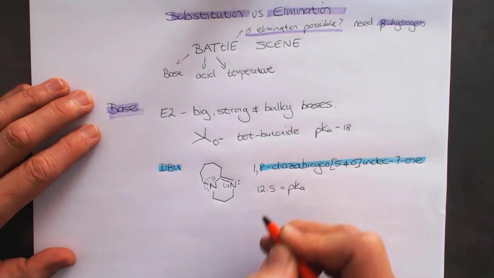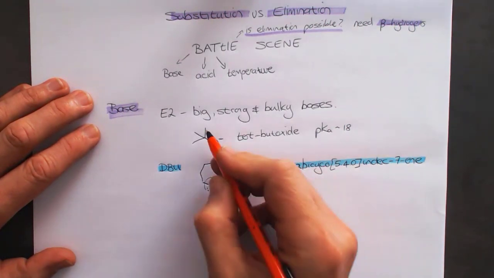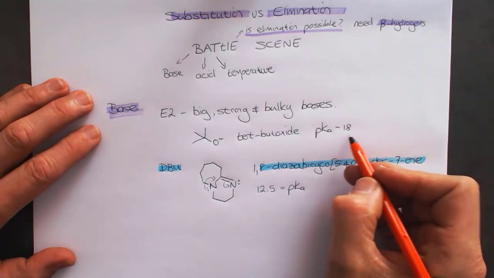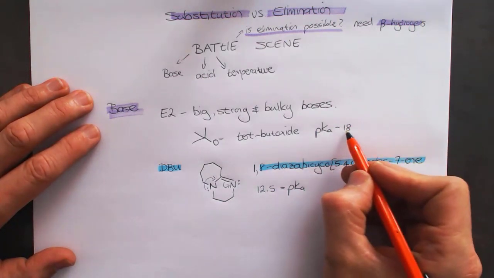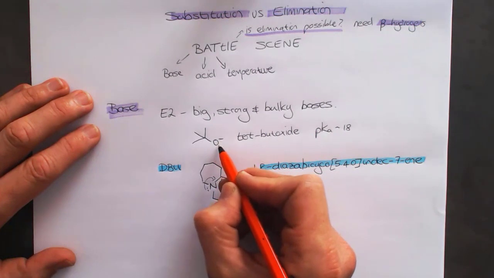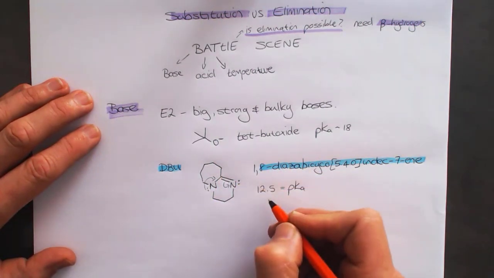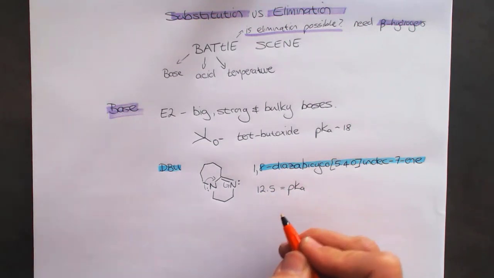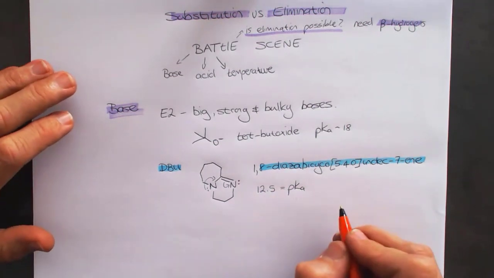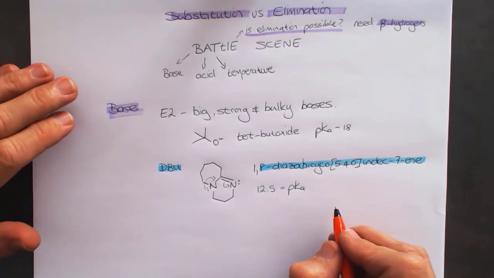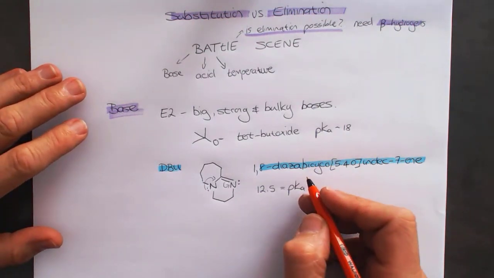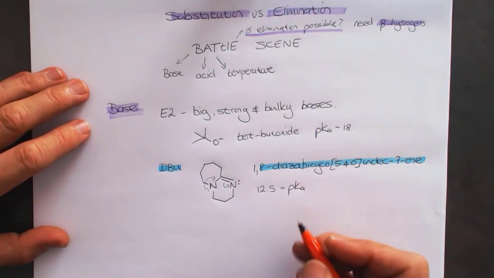And this is the protonated form of that. So in both cases over here, I've made this assumption that you understand that when I say 18, we're talking about the protonated form. When this picks up a proton, it has a pKa of 12.5. And so now DBU is very often used in elimination reactions. So let's just look at a quick example over here, how we can compare these two.